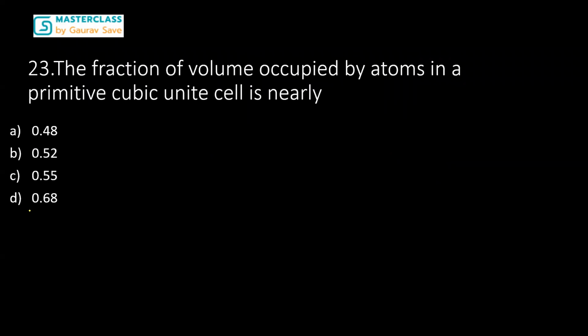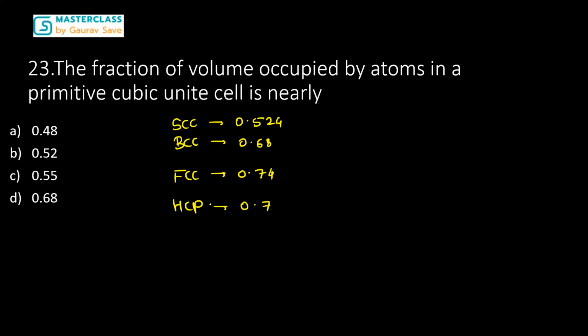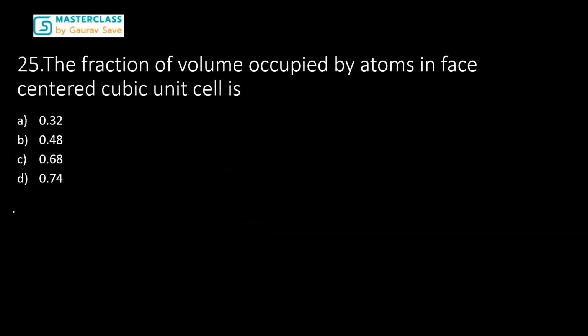Next, the fractional volume occupied by atoms in the primitive unit cell is, guys, primitive is nothing but SCC. Now in case of SCC, 0.524 fraction is occupied. In case of BCC, 0.68 fraction is occupied, and in case of FCC, 0.74, and finally in case of HCP, which is hexagonal close packing, 0.74. So over here, correct answer is option B, 0.52. For simple cubic, 0.52 fraction is occupied.